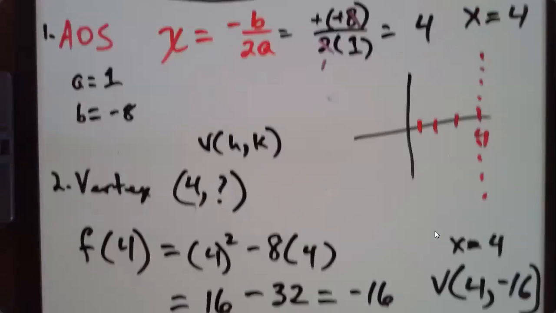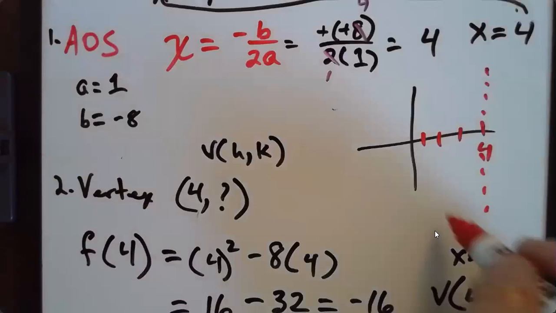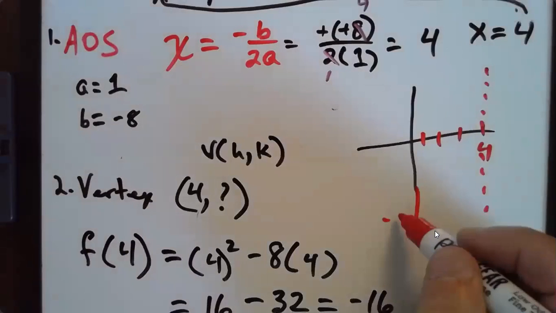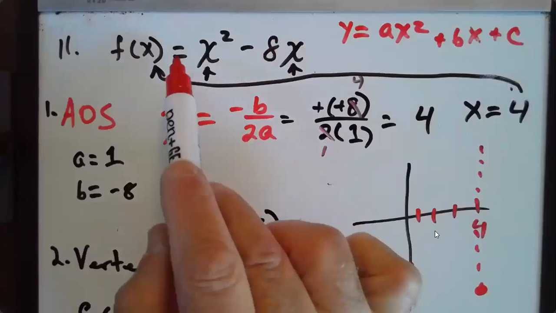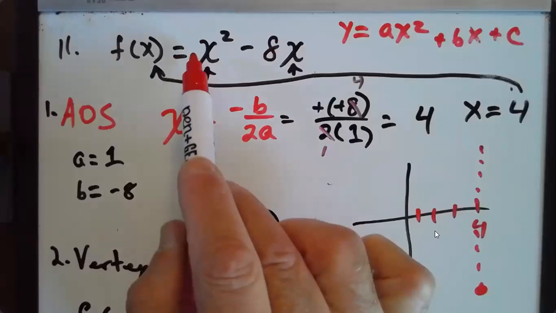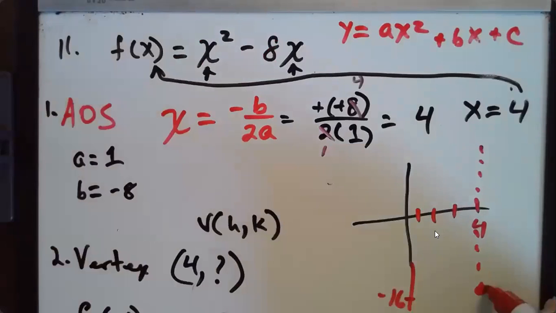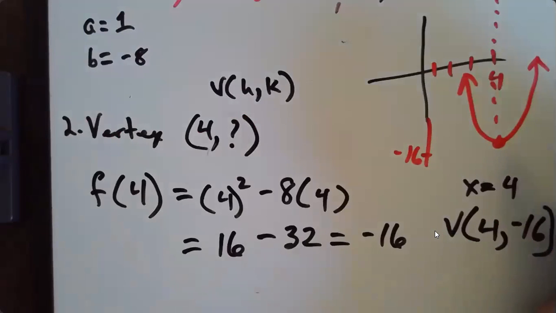Okay, so here's our graph, right? And we know that our graph, let's say way down here is negative 16. We know that the graph opens up because the leading term is positive. If it were negative, it would open down. So it opens up. That means that there'll be a minimum. That's right. This would be a minimum.